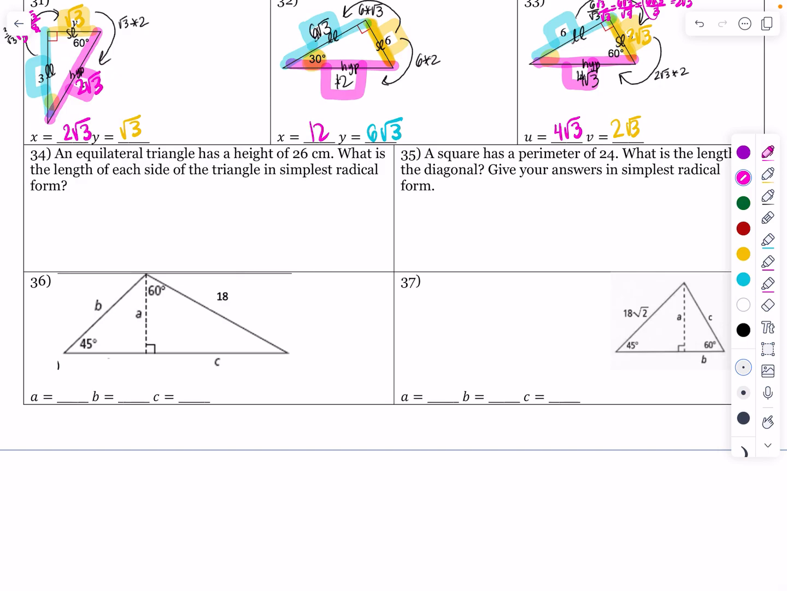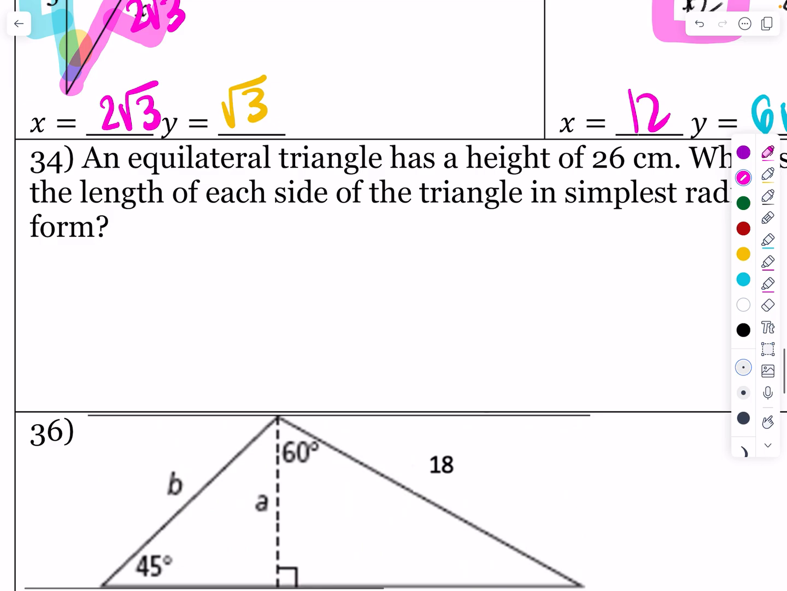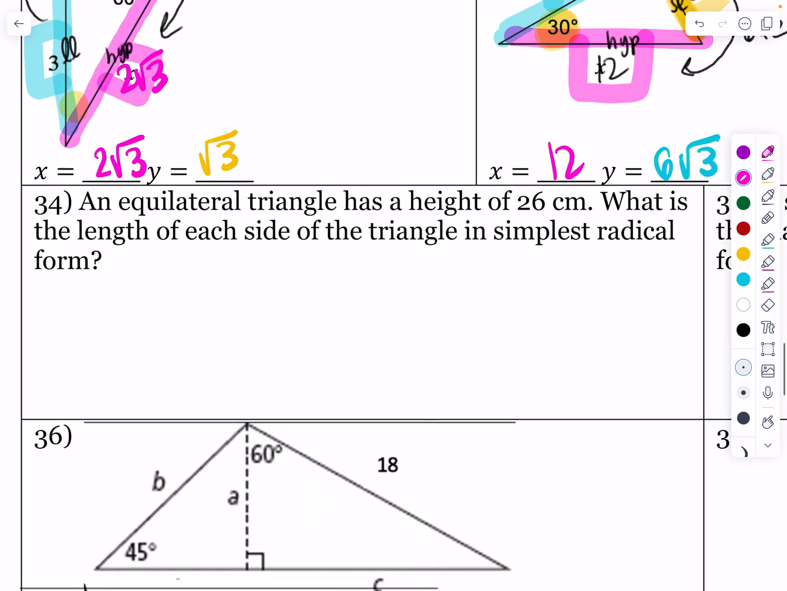All right, everyone, here are our last few problems. Here are 34 through 37. And so I'm going to zoom into each of these problems because some of these have pictures and then some of them do not. So if in doubt, you're always going to draw it out.